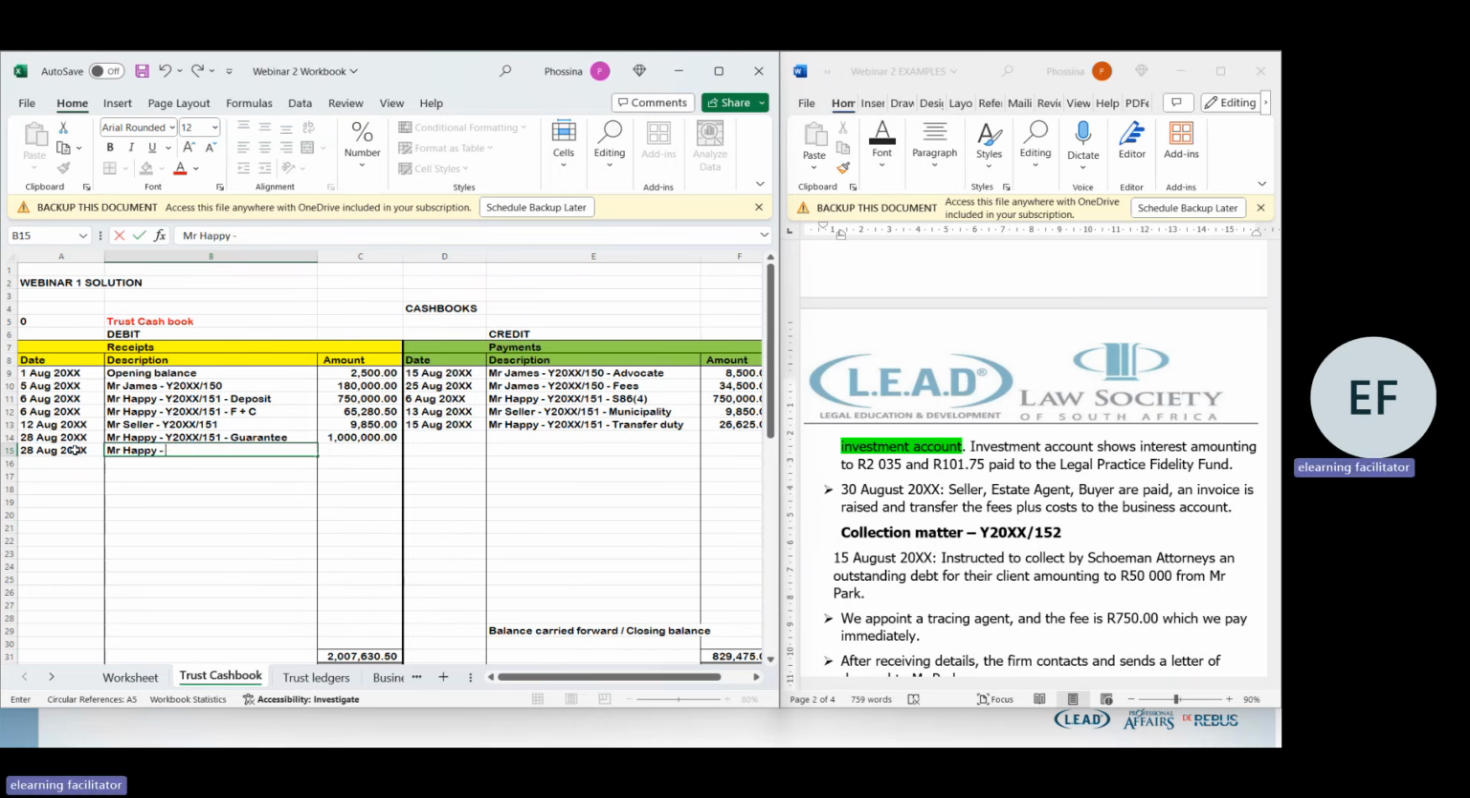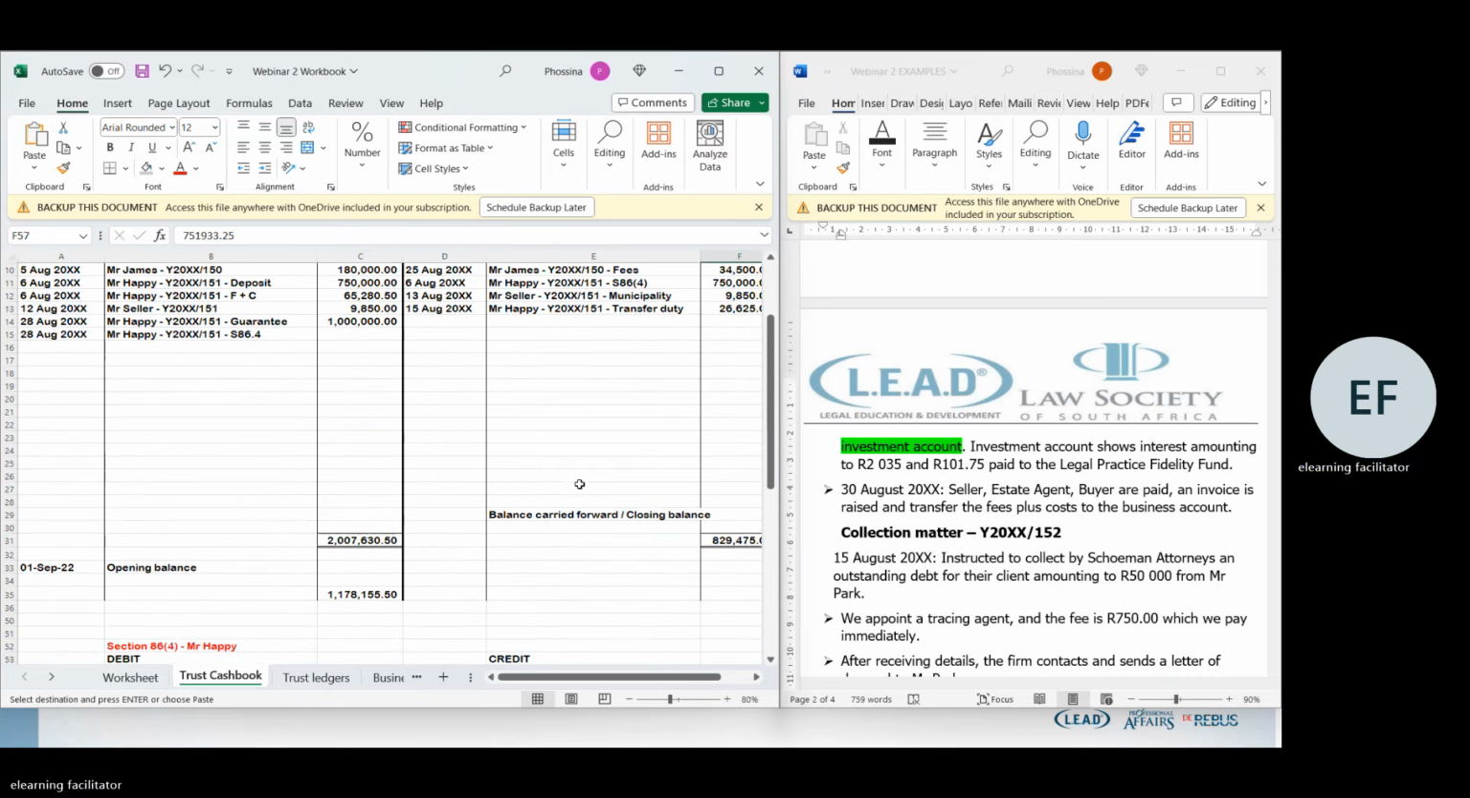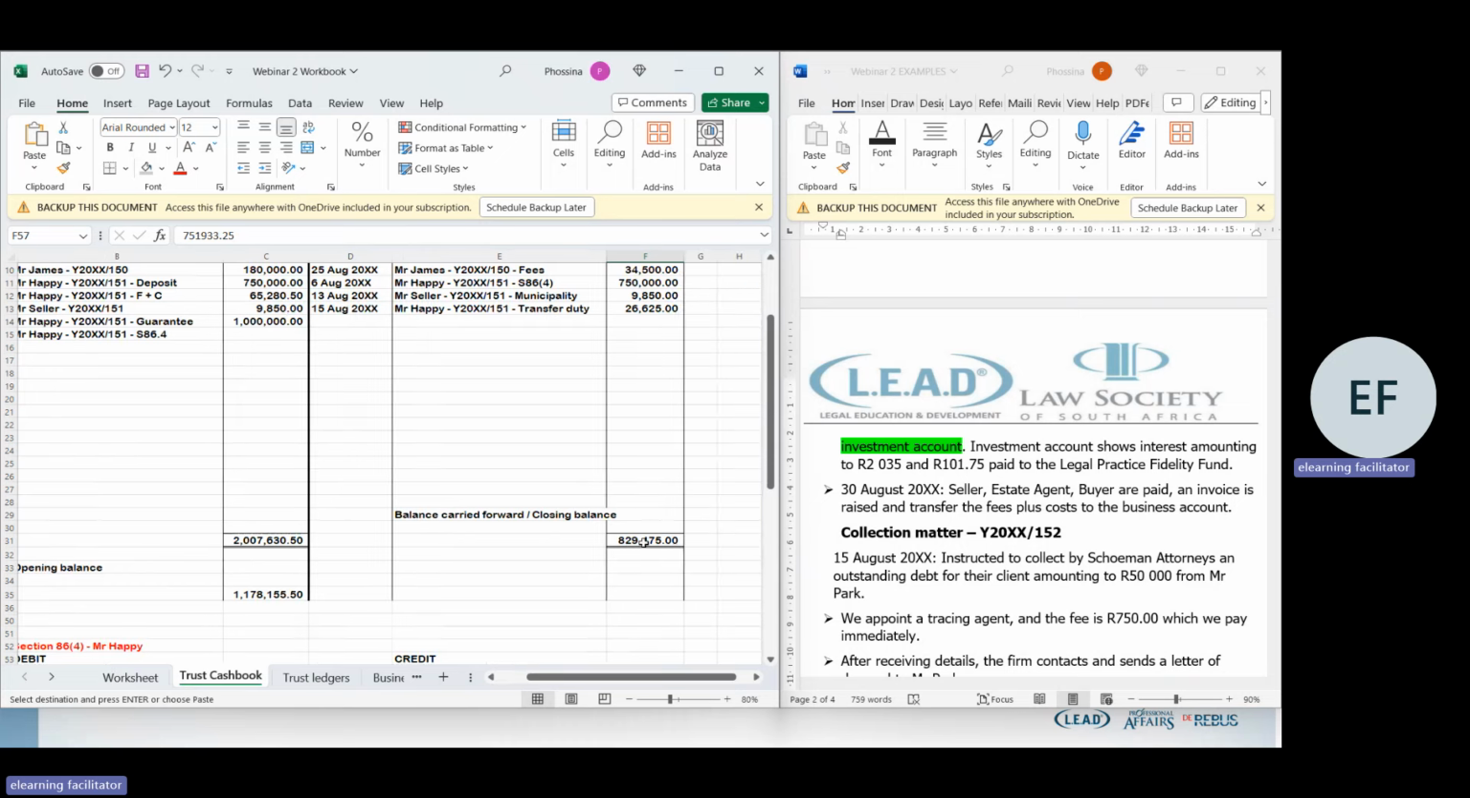Our reference. Let me just copy to make it faster. Our reference, and then it is coming. So it is our section 86.4 withdrawal. So it is coming from our section 86.4 account. And how much is it? This is the amount. I'm going to copy this amount.